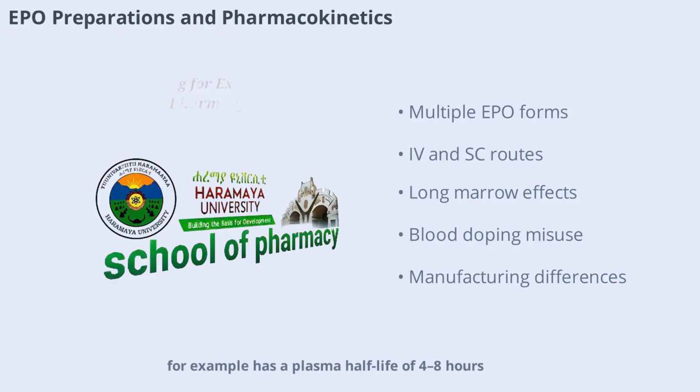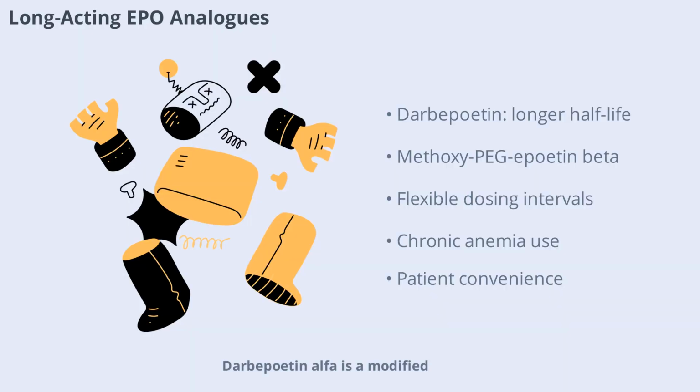Epoetin alpha, for example, has a plasma half-life of 4-8 hours, but its effects on marrow progenitors last much longer. Notably, some athletes have misused epoetin alpha for blood doping to enhance performance. Darbepoetin alfa is a modified, more heavily glycosylated form of erythropoietin with a 2 to 3-fold longer half-life than epoetin alpha. Methoxypolyethylene glycol-epoetin beta is another long-lived recombinant product, administered at longer intervals, every 2 weeks or monthly. In contrast, epoetin alpha is typically given 3 times a week and darbepoetin weekly. These options provide flexibility in anemia management, especially for chronic conditions.